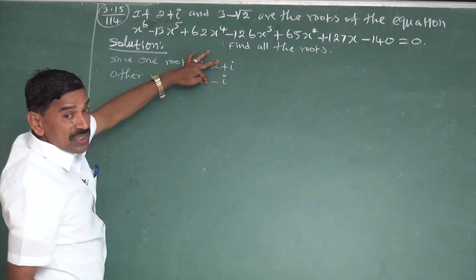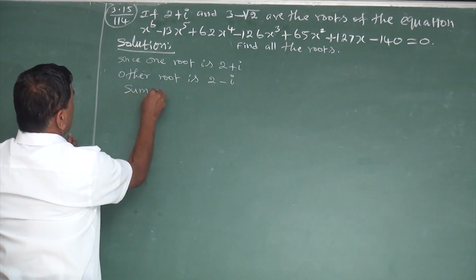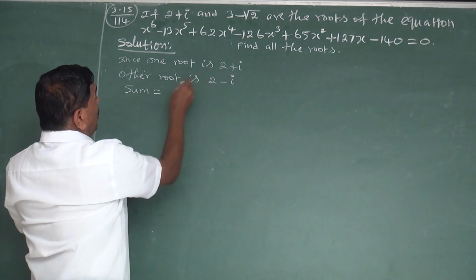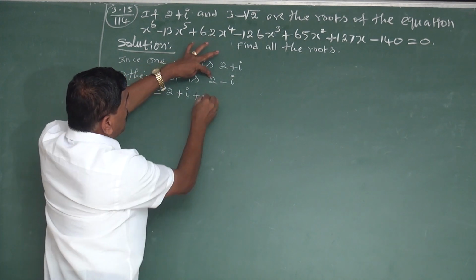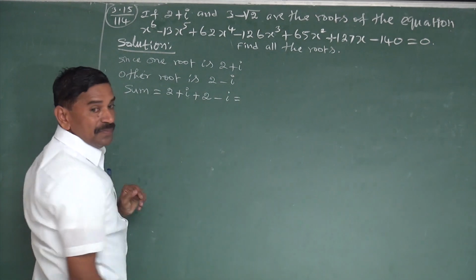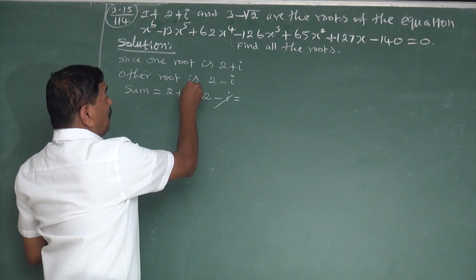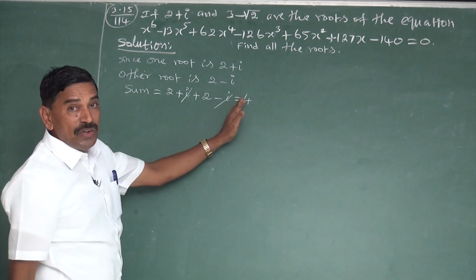Using these two roots, we want to frame one quadratic equation. That is, the sum of the roots is equal to 2 plus i plus 2 minus i. Okay, now what is the simplification? Very good. Minus i and plus i cancel, 2 plus 2 is equal to 4. That is, the sum of the roots is equal to 4.